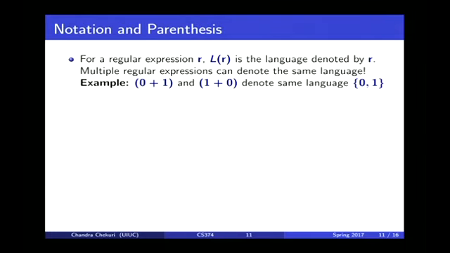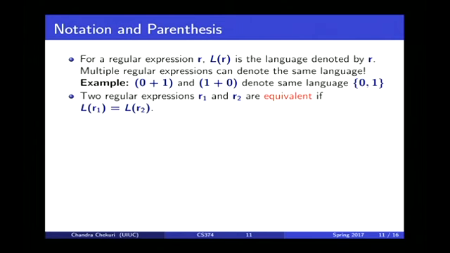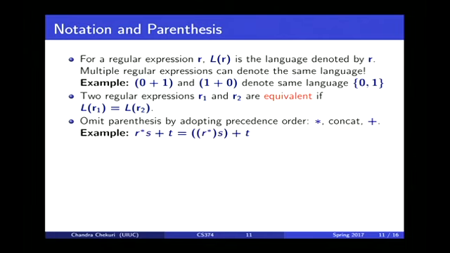For a regular expression R, L of R denotes the language that it denotes. For example, what is 0 plus 1? What is that language? The set 0, 1. And 1 plus 0 is what? The same set, 1 and 0. So you can have different regular expressions to denote the same language. That makes sense; we can talk about a language in different ways. We'll say two regular expressions are equivalent if their languages are the same. Now the parentheses are a pain, so we'll get rid of them because we understand what we're talking about.